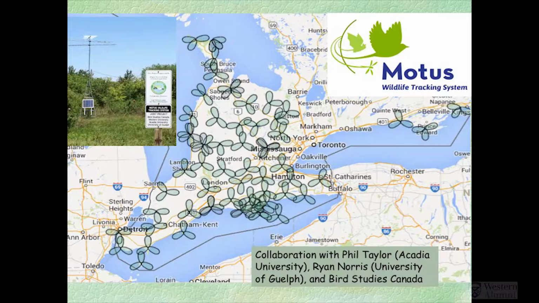Now, this is an amazing part of the world. We're actually the envy of the world because we have this system that was pretty much made in Western, the university here. It's called MOTUS. It's a wildlife tracking system, and I don't know if some of you may have seen these, but there are these antennae that receive signals with these great big solar panels to run them and so on, and they're all over the place. And so if you put a little tiny radio transmitter on birds here, you can pick them up in this big array of these devices. So we're the envy of the world.